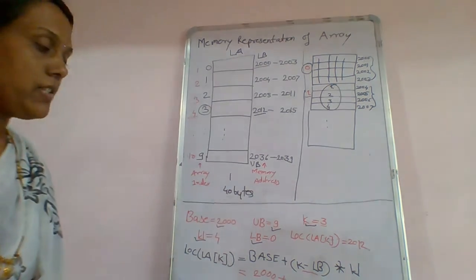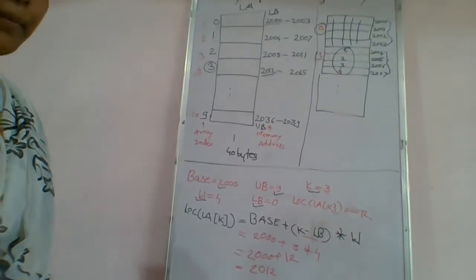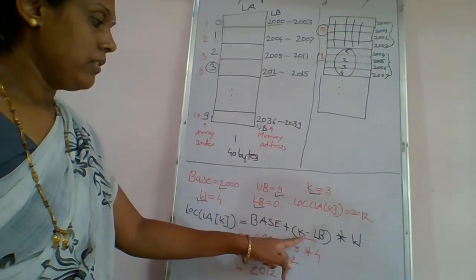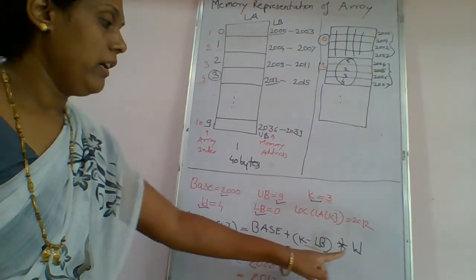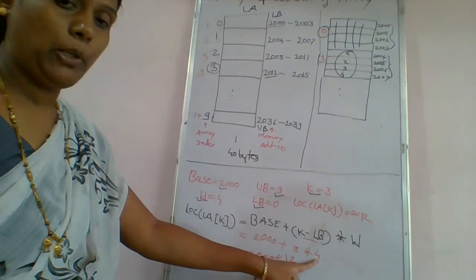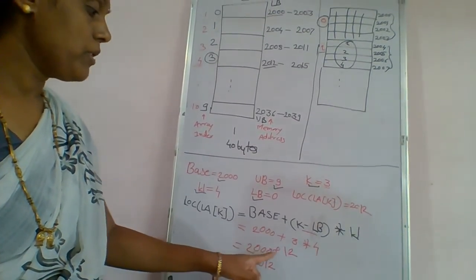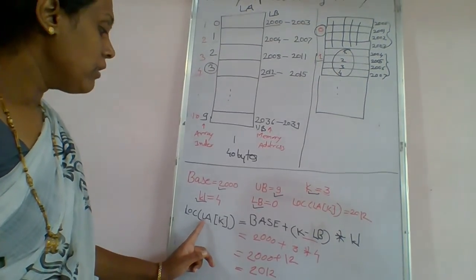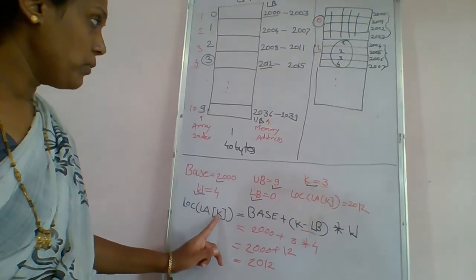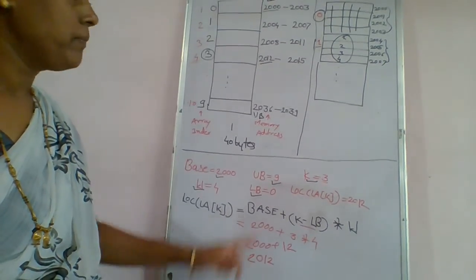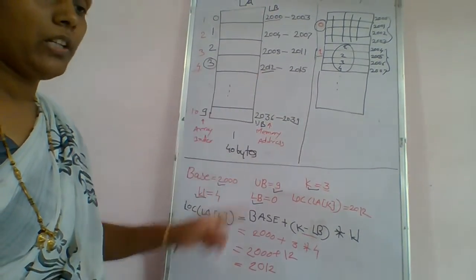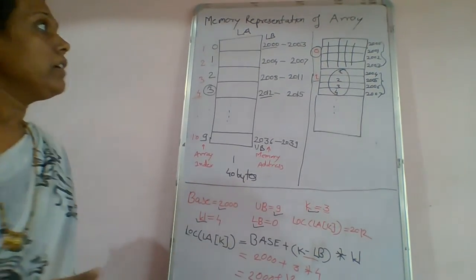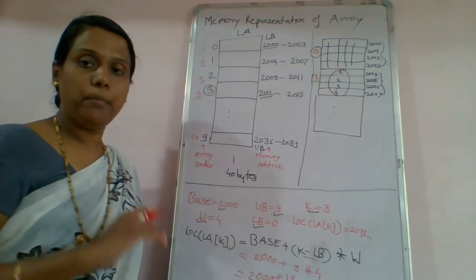So here the answer is what? 2012. As base is equal to 2000, k minus LB is 3, and the width of that particular location is 4. So 2000 plus 12 is equal to 2012. So the location of the linear array at the kth position is 2012. So it started at the location 2012. So this is the way the array is represented in memory.